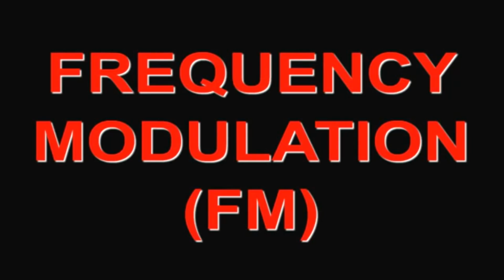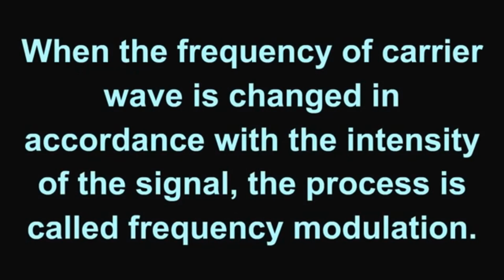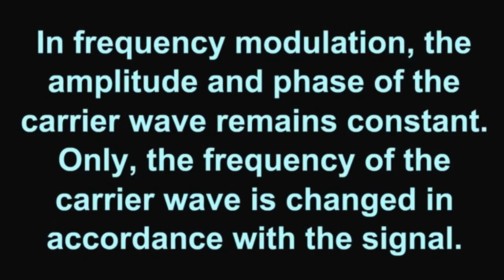Explain frequency modulation, that is FM. When the frequency of carrier wave is changed in accordance with the intensity of the signal, this process is called frequency modulation. In frequency modulation, the amplitude and phase of the carrier wave remains constant. Only the frequency of the carrier wave is changed in accordance with the signal.